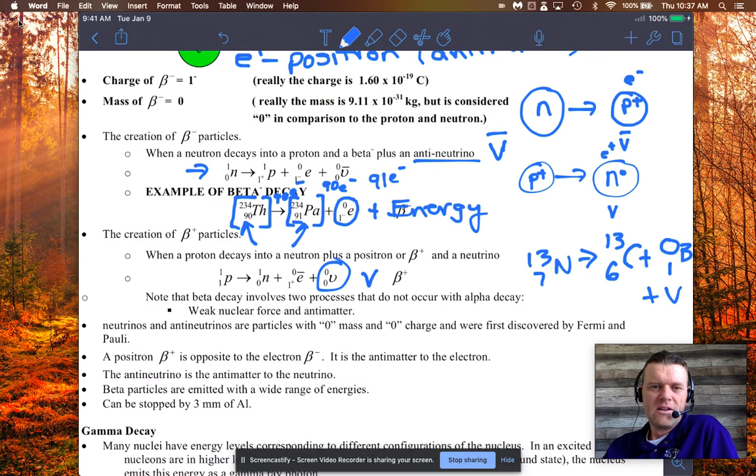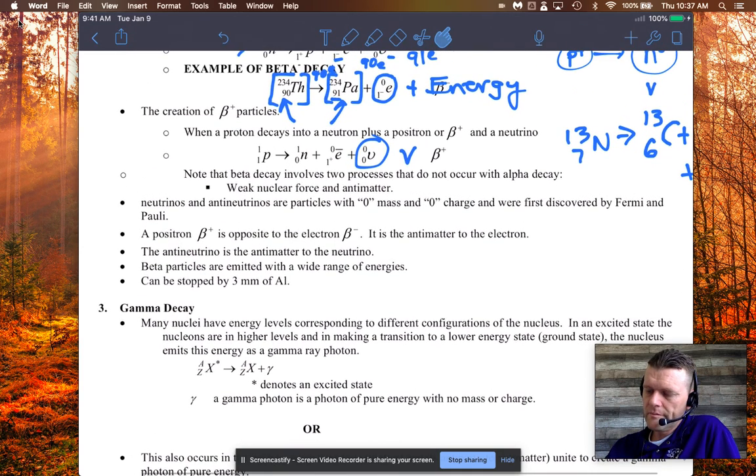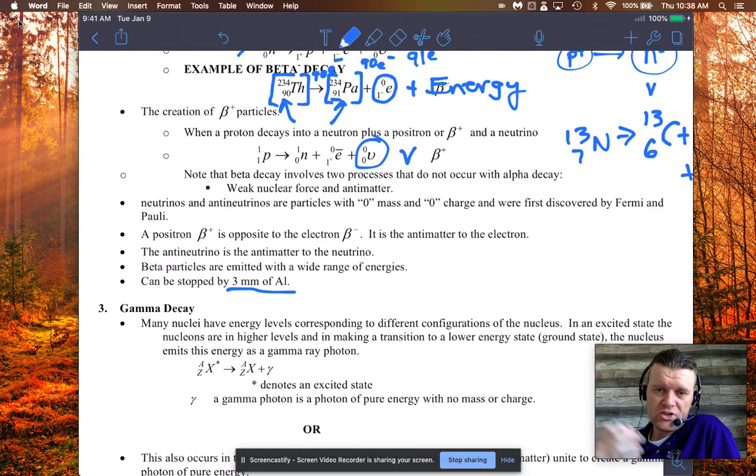So anyway, those two are the second forms of radiation. Beta positive decay or beta negative, it can penetrate a little bit deeper, and you'll see that here. It can be stopped by 3 millimeters of aluminum, but it'll definitely go into your skin. There are much smaller particles, of course, and we'll look at that at the end when we summarize everything.